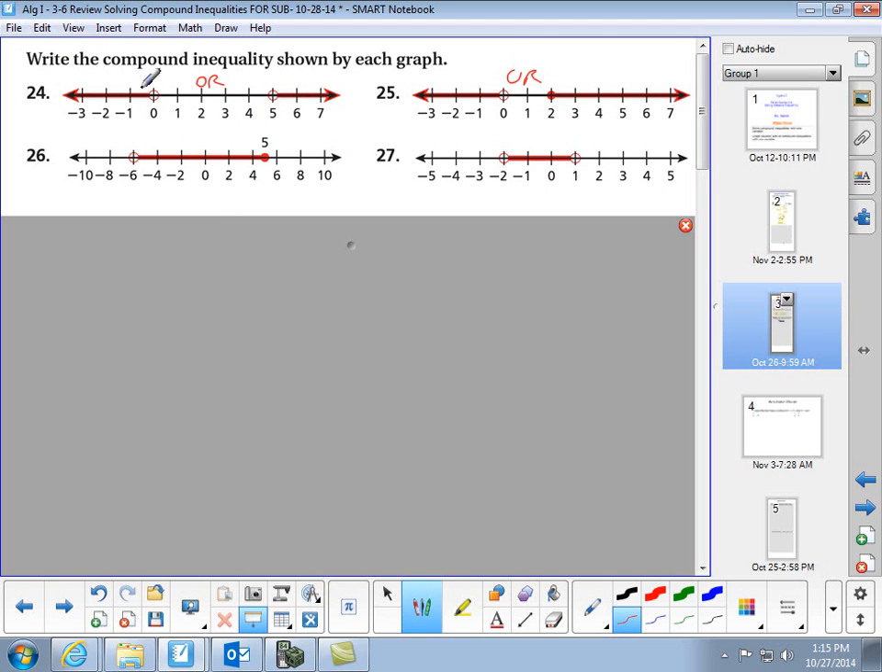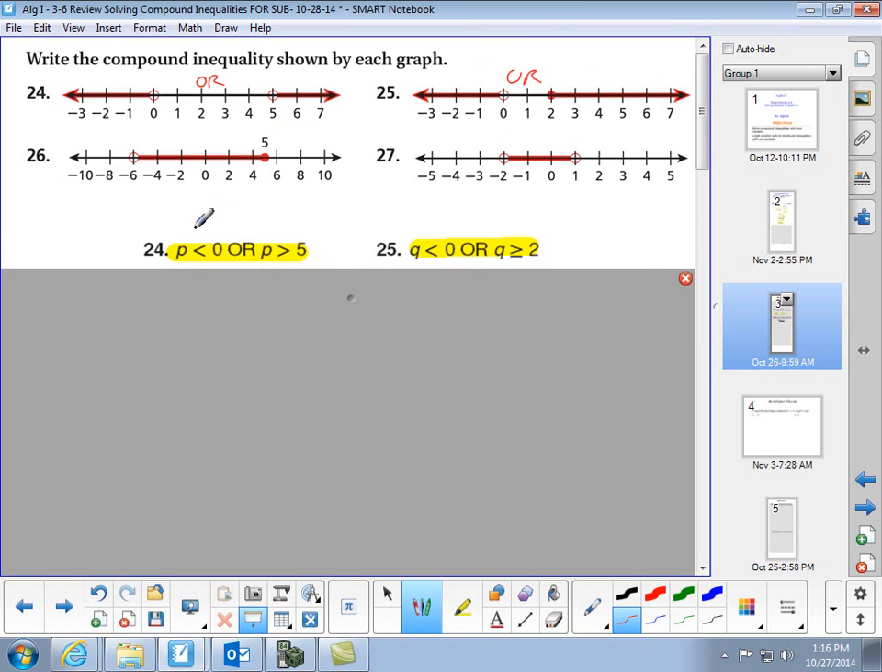So let's look at 24 first. This piece of the graph, x is less than 0, or this piece of the graph, x is greater than 5. 25, x is less than 0, or x is greater than or equal to 2. Now I said X, my book used P for the first one and Q for the second one. You could use any letter that you wanted.